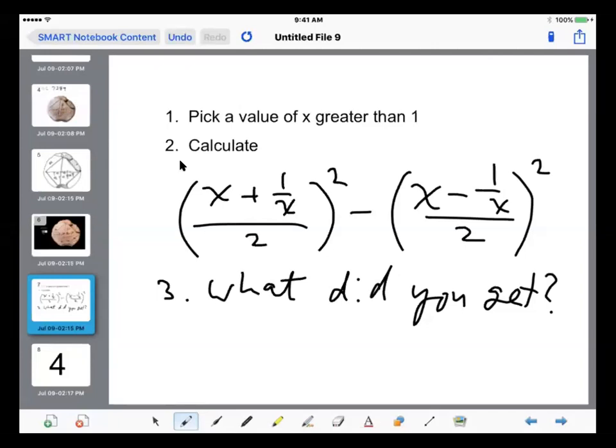You can make a decimal greater than 1, up to any number. You can make it a fraction. And then it's asking you to calculate x plus 1/x, then divide that by 2, then square it, and then subtract x minus 1/x divided by 2, and square that. Everyone's going to have a different starting number, but let's see what happens. So everyone take a minute to work on that.